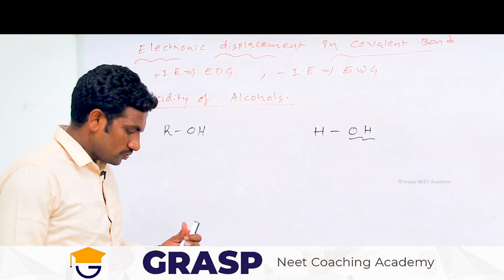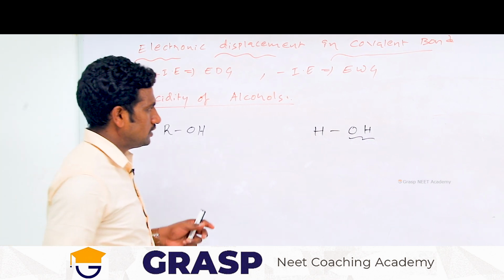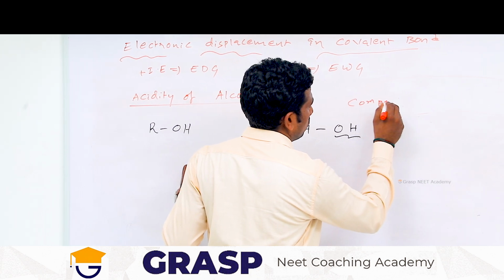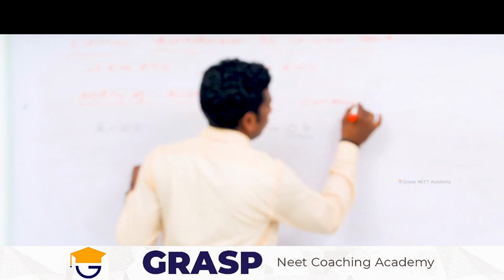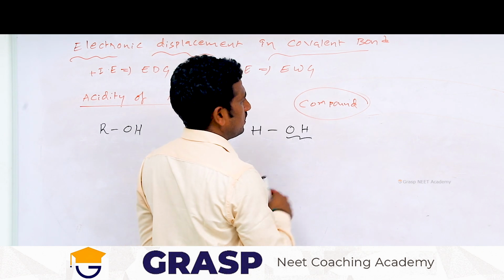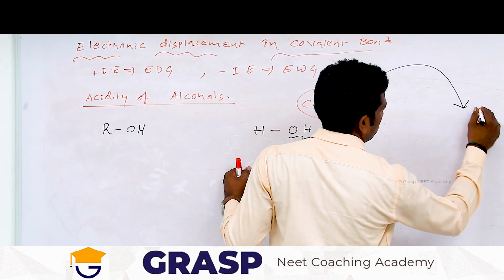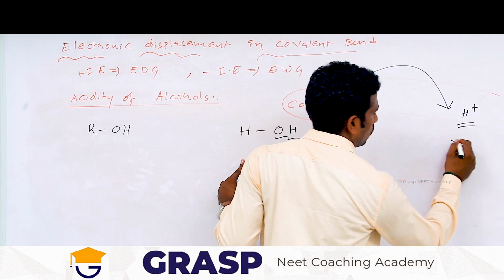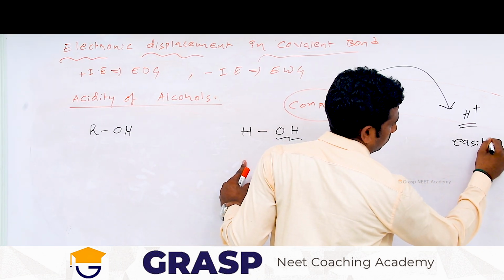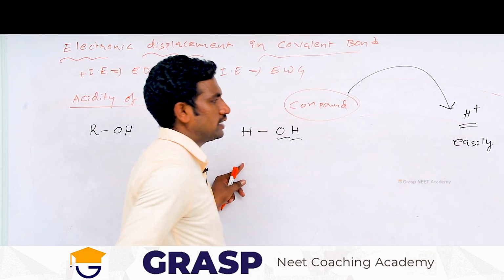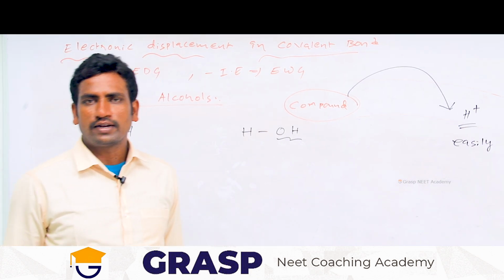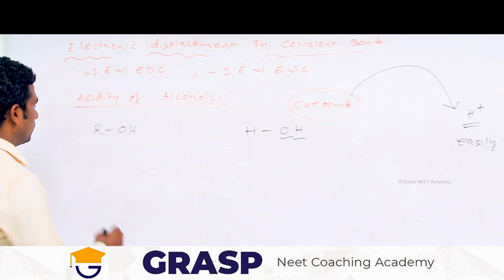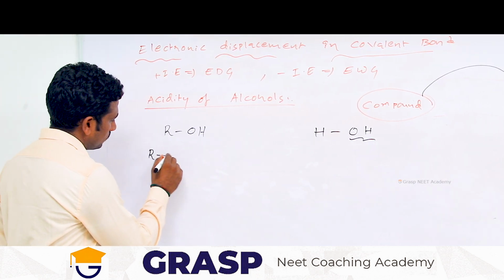See here, what is acidic in nature? The compound which can give the H plus ion easily, that is more acidic in nature. For example, I am taking alcohol. This is my alcohol.